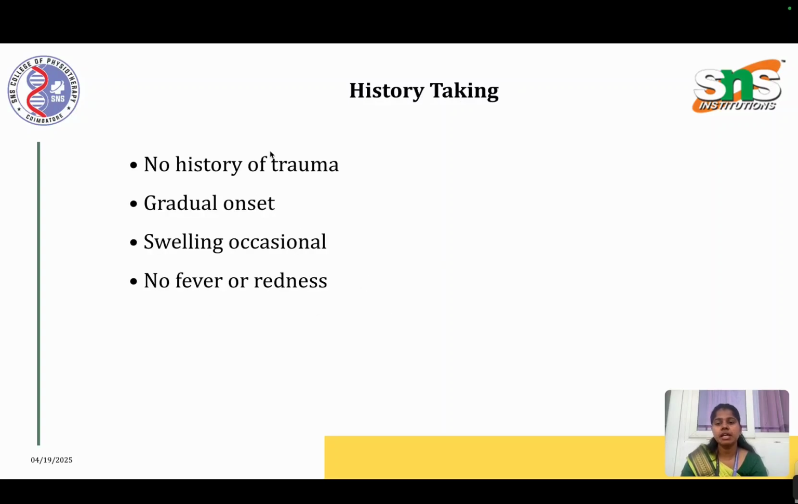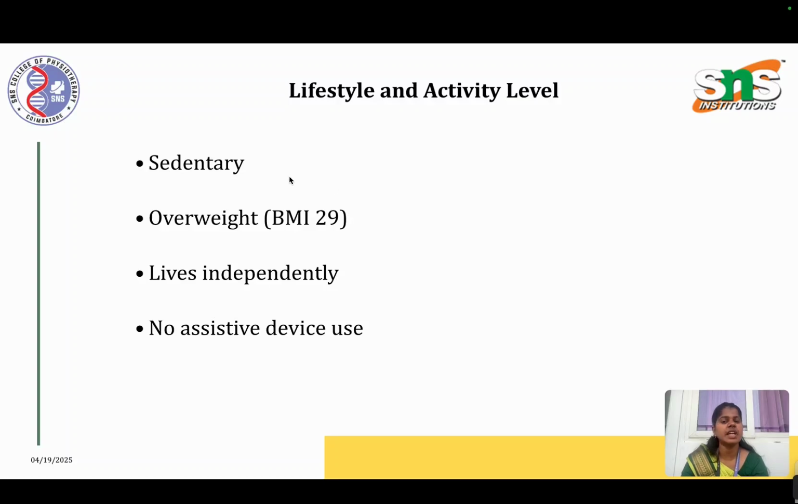During history taking, there is no history of trauma, the onset is gradual, the swelling is very occasional, and there is no fever or redness. His lifestyle is very sedentary. His BMI is about 29, and he lives independently with no assistive devices.